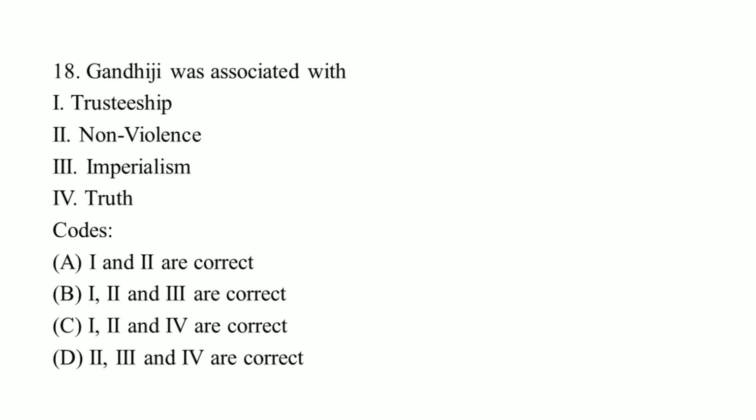Next one, Gandhiji was associated with number 1, trusteeship, number 2, non-violence, number 3, imperialism, and number 4, truth. So from the code, the right answer is option C. So Gandhiji was associated with trusteeship, non-violence, and truth.